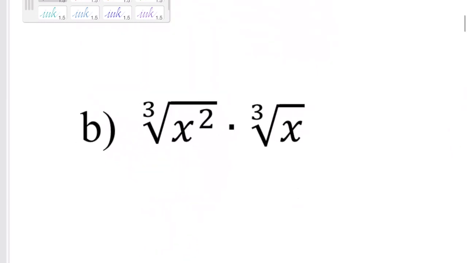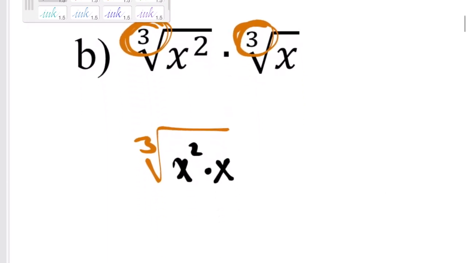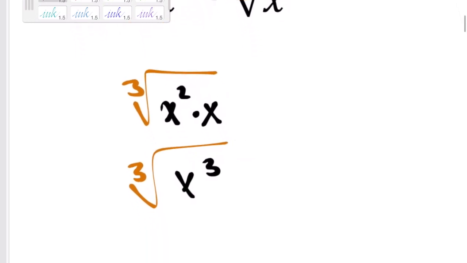The next bit, I have the same index here. So because these are under the same type of radical, I can put them under one radical. So this is all cubed root. X squared in one, x in the other. And I know x squared times x is going to give me x cubed. And then the cubed root of x cubed, these are both odds. They cancel each other out, and we don't have to worry about absolute value mess.